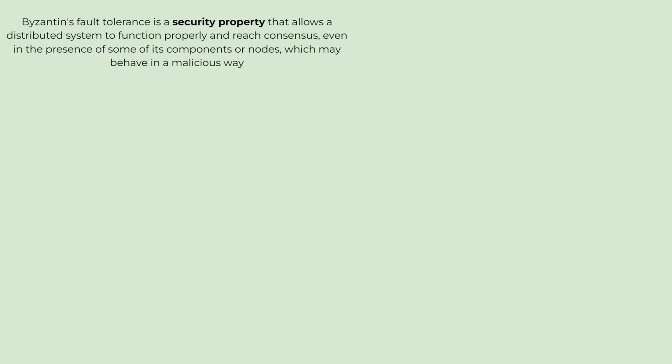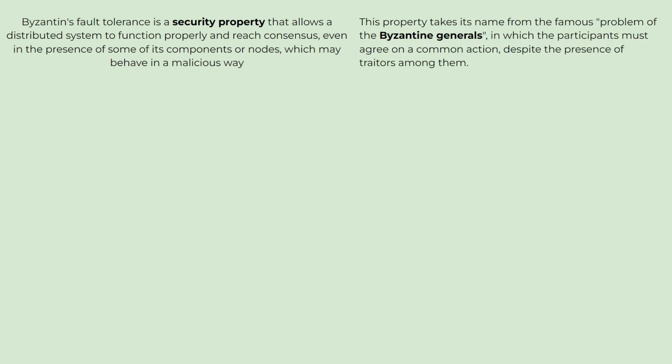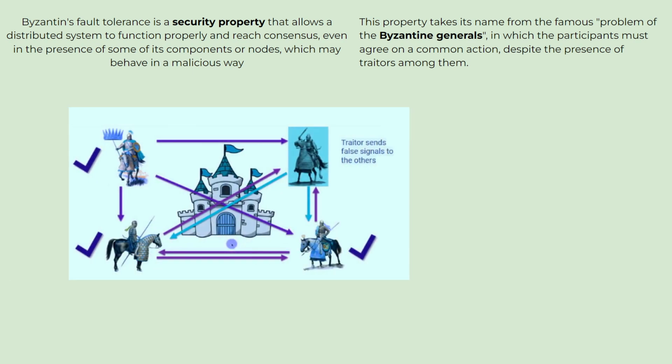This property is named after the famous problem of the Byzantine generals, where the participants must agree to a common action, even though there are traitors among them. In the Byzantine generals' problem, several generals and their troops must agree on a common plan of action. However, some generals may be traitors and try to confuse the others.